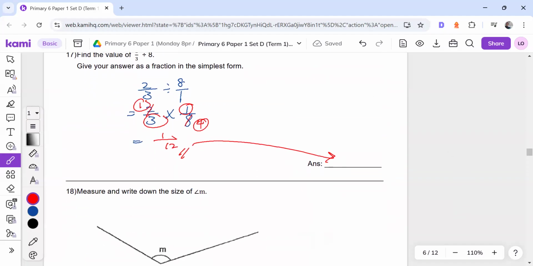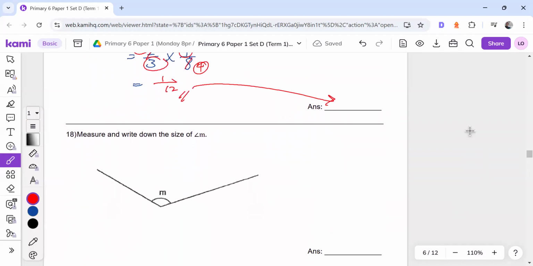Okay, next one. Question 18. What's the answer? Okay, question 18, Mr. just measured. Now when you measure the angle, I can't show you how to measure because I don't have a digital ruler here. On my screen, it could be different from yours. Okay, I think the answer is 128 degrees. Do you get 128 degrees plus minus 1?